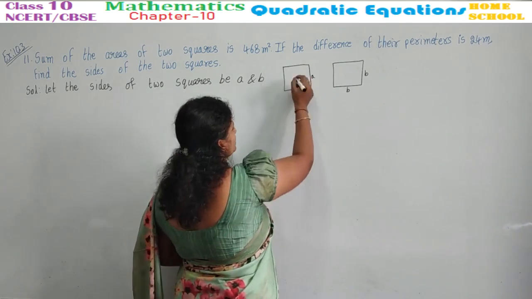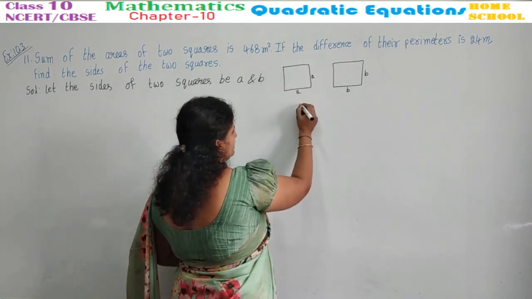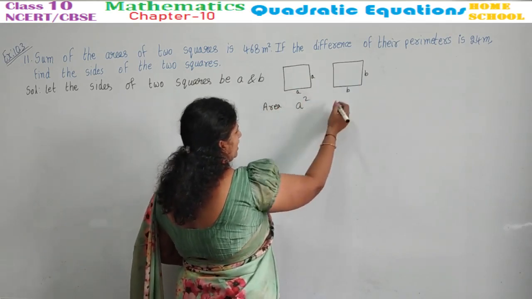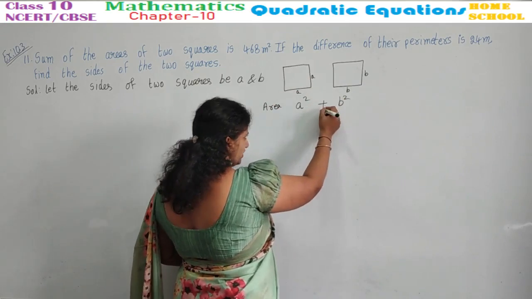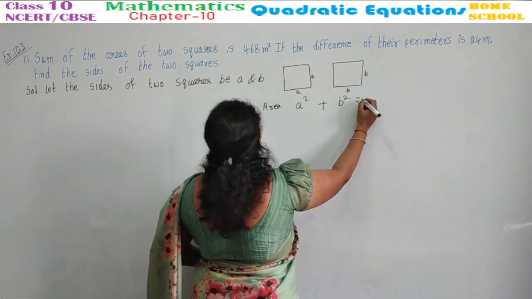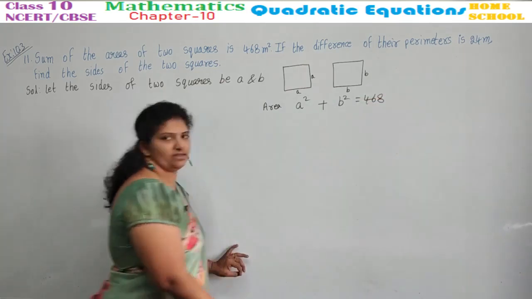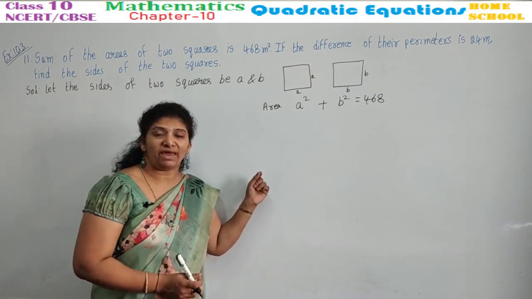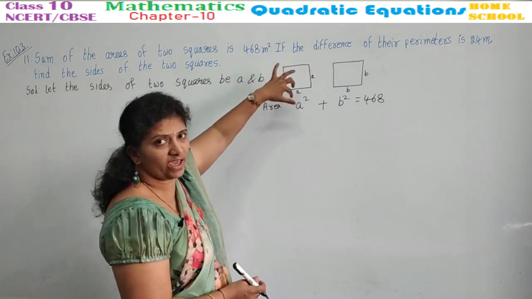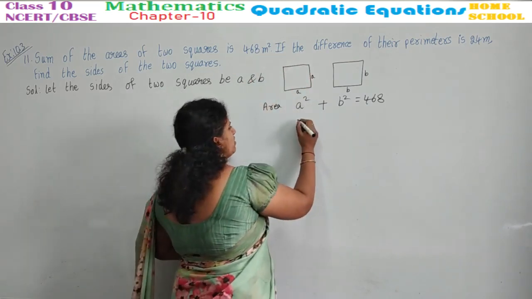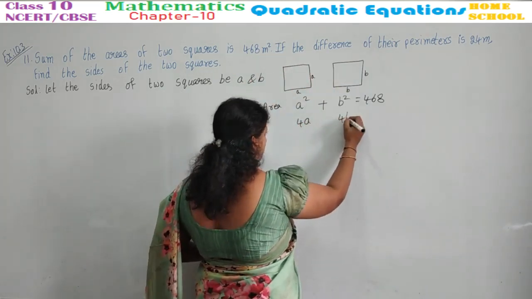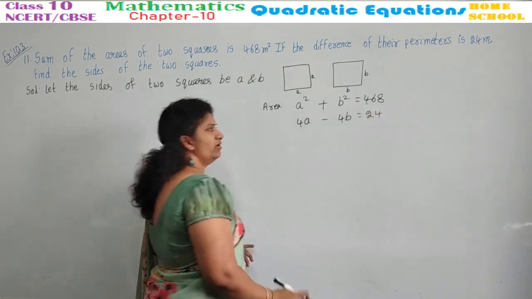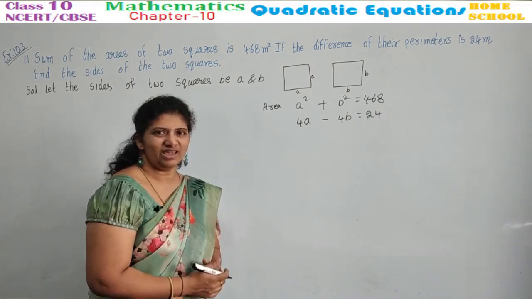Look here, area. What is area of this square? Side into side, that is A square. And area of this square, children, see it carefully, B square. Sum of the areas of these two squares is equal to 468. This is your first statement. Then next, the difference of their perimeter. What is the perimeter of this square? 4 sides it have. That is 4a and this perimeter is 4b. Difference means minus is equal to 24. If we are able to solve these two, we are going to get the answer.